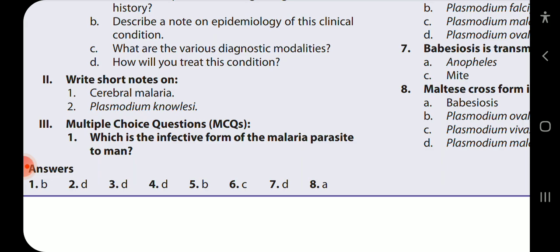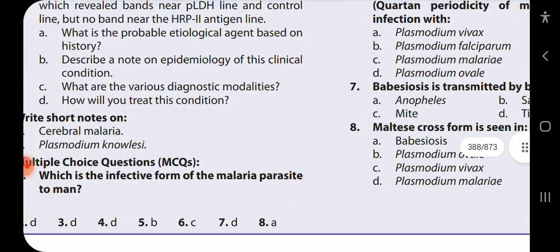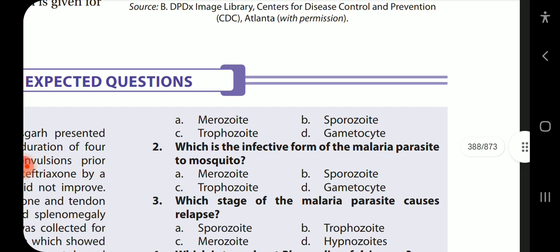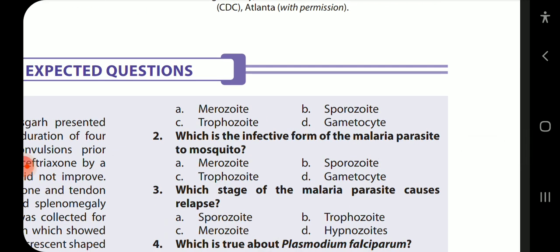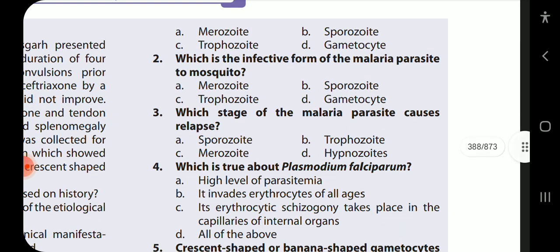Okay, now the question: which is the infective form of the malarial parasite to man? So out of all these, the sporozoite is infective to man. Which is the infective form of the malarial parasite to mosquito? So of all these, the gametocyte stage is the infective stage to the mosquito.